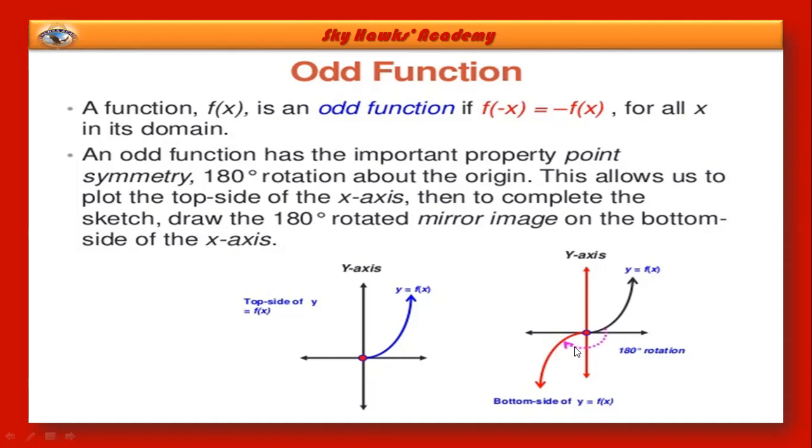So from here you can see this was the original, and this y-axis is over here, the top side of y = f(x). So this blue line is over here. And now we are looking for the other end, the bottom sketch of y. So this is the rotation of 180 degrees.